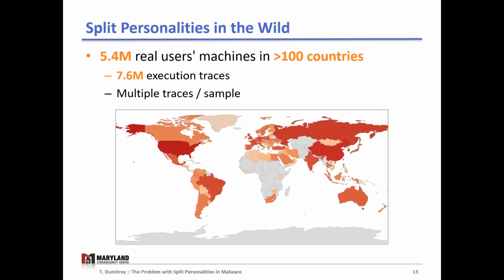So we partnered with one of these companies to conduct a large empirical study of split personalities in the wild. We collected 7.6 million execution traces coming from over 5 million real users' machines. This map shows the geographic distribution. And importantly, this includes multiple traces per sample.